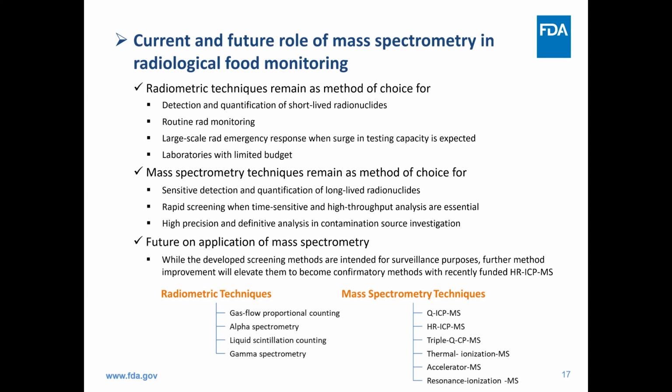Now, regarding the future application of mass spectrometry in radiological food safety, I think the current development methods are intended for civilian purposes, basically rapid screening and some unique applications. It is our goal to further improve the method, which will elevate it into a more quantitative and confirmative method, with the recently funded high resolution ICP-MS our laboratory received.